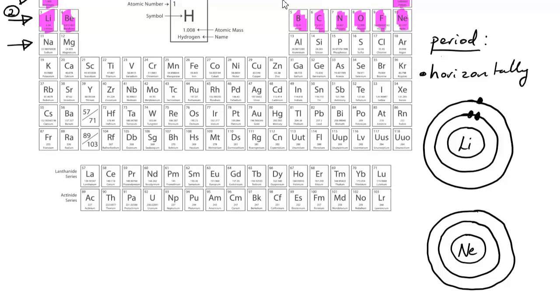So neon has, of course, the first 2 shells occupied. The first shell is occupied with 2 electrons, and then in the second shell, to get up to neon, you actually have to fill the whole thing in. So 1, 2, 3, 4, 5, 6, 7, 8. Okay, so now if you compare lithium and neon together, you can already tell something about the trend across a period.